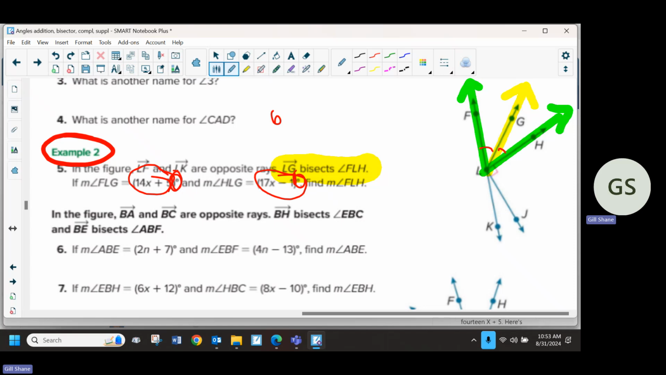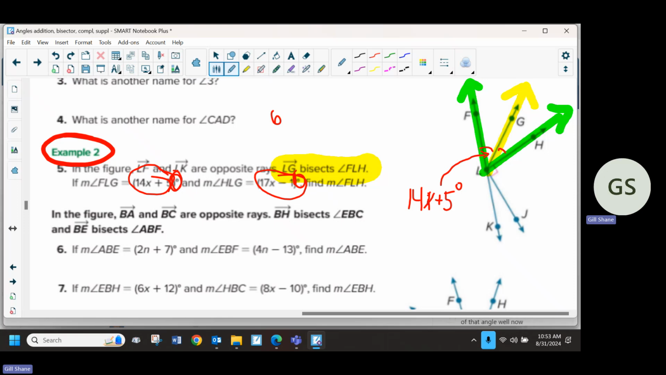Here's another way they sometimes write the measure of an angle in a figure. They'll draw an arrow pointing into the angle when they don't have a lot of room, because it'd be hard to write 14x plus 5 in there. But 14x plus 5 is the measure of that angle.